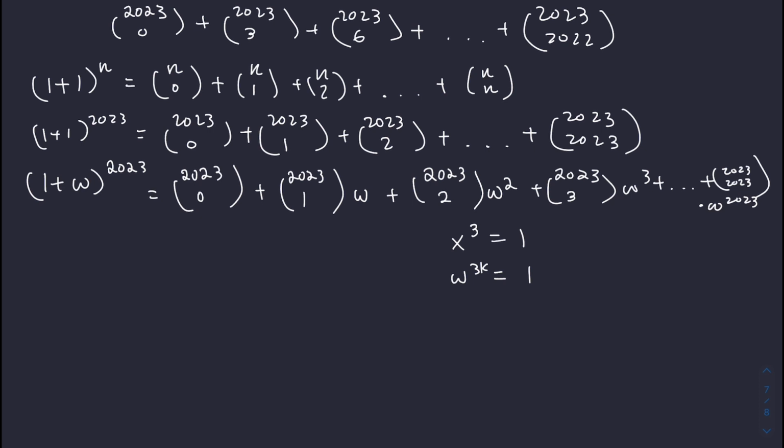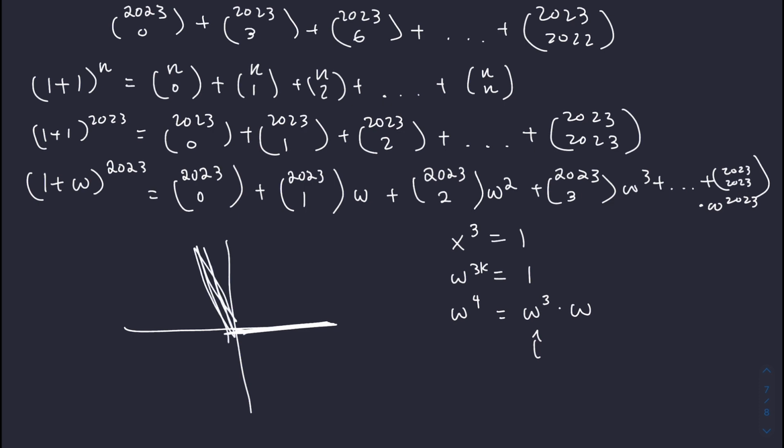So that's that. But also, what if it was omega to the fourth power? Well, remember, omega to the fourth is simply omega to the third times omega. This here is 1. Now, if you multiply that by omega, remember from before when I mentioned that when you multiply two complex numbers, you add the angles. So if omega to the third is 1 over here, if you multiply omega, that would bring you back to omega. So omega to the fourth is essentially omega.